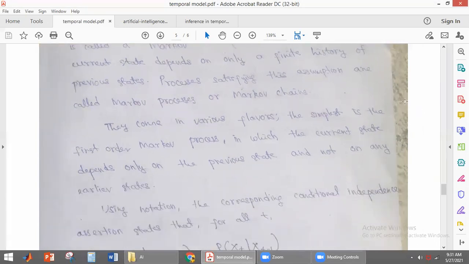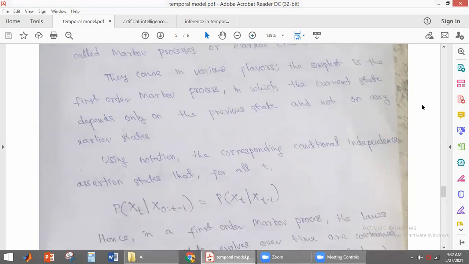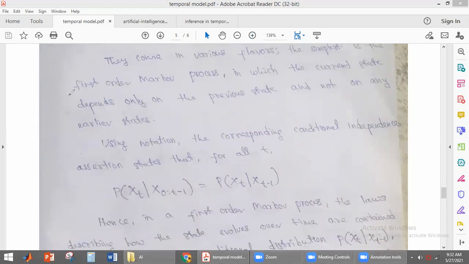This Markov process or Markov chain comes in different types. The simplest of these is the first order Markov process. What is the first order Markov process? The current state depends only on the previous state. If you take the current state, it depends only on the previous state, which is t minus 1. This is called the first order Markov process.